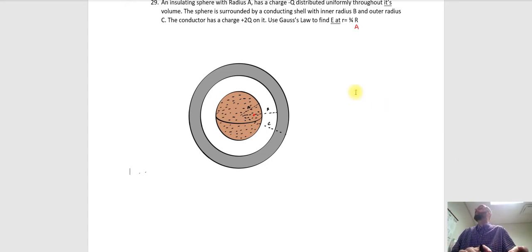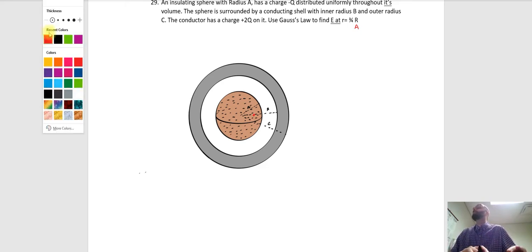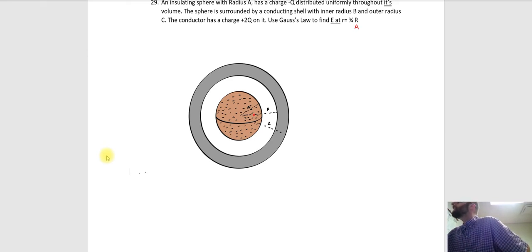And what you want to do, if we're going to use Gauss's law, is start by drawing a Gaussian surface. And I like to draw my Gaussian surfaces in green. So the Gaussian surface might look something like this.